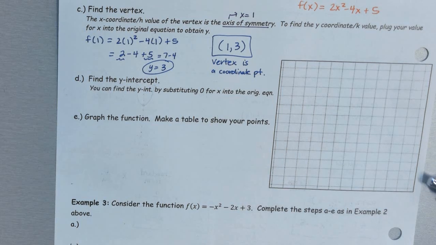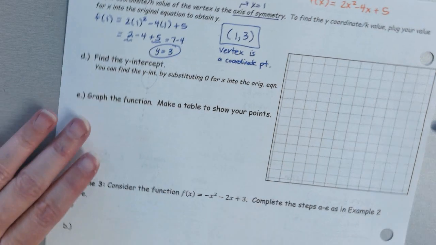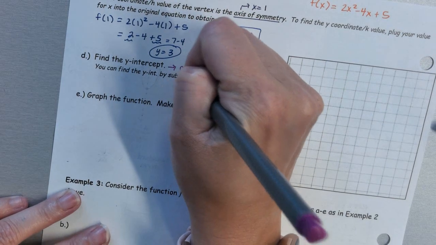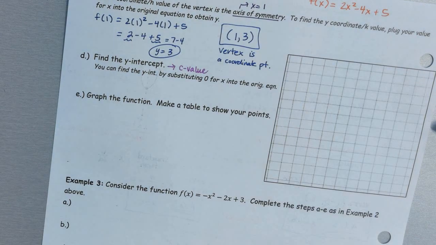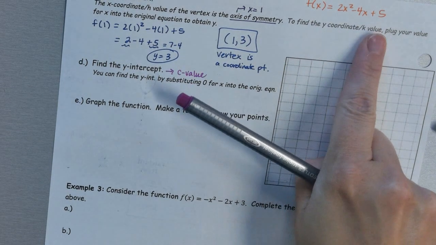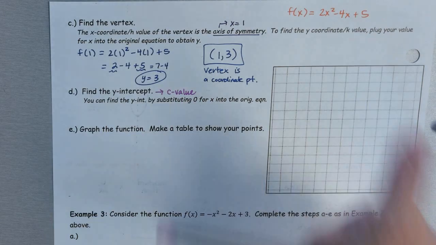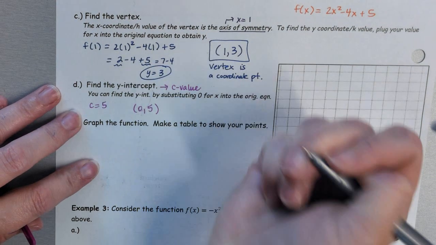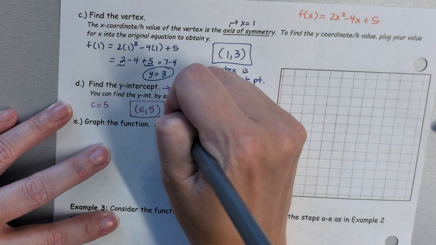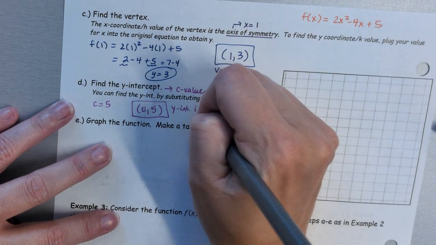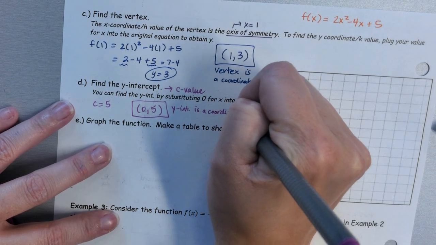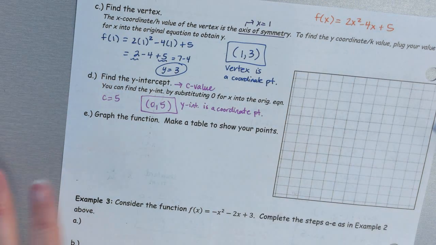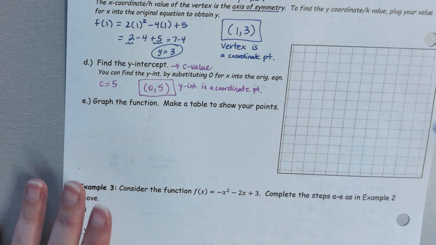Okay, and then for D, you're going to find your y-intercept. So remember that the y-intercept is your C value. You can substitute 0 for x in the original equation, or you can just look and see what your value of C is, which is 5. So your C value is 5, which means your y-intercept is (0, 5). You're also going to write your y-intercept as a coordinate point. Keep it consistent. So your vertex is a coordinate, your y-intercept is a coordinate.